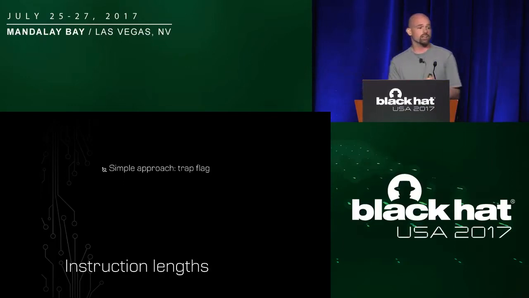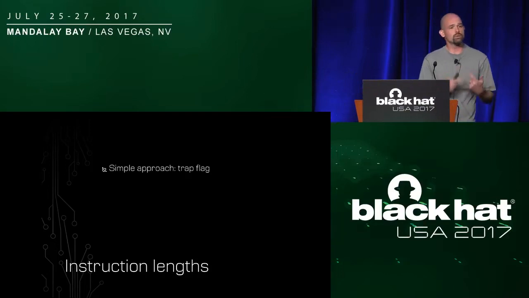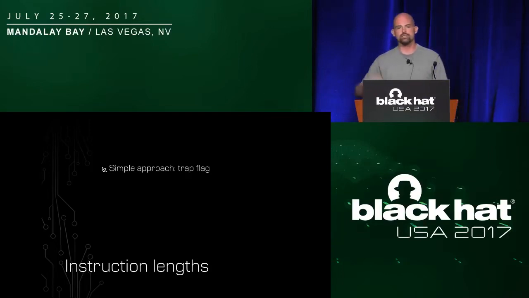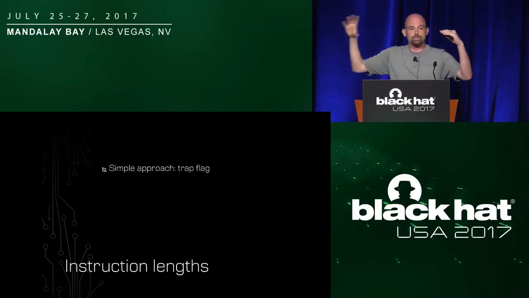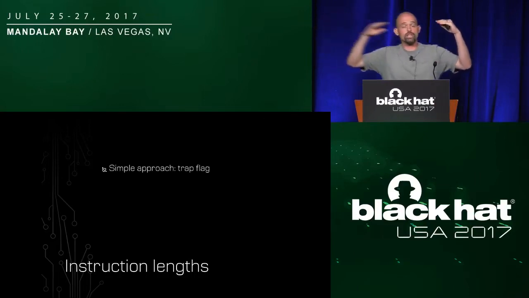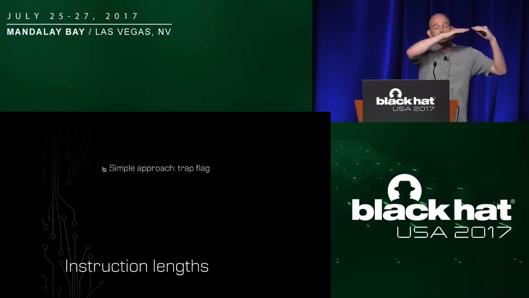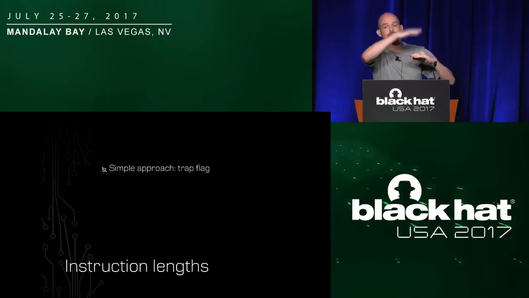An obvious approach, if you know x86 pretty well, might be to try to use the trap flag. The way the trap flag works in x86 is you set the trap flag, you execute an instruction, that instruction runs, and then a trap signal is generated, and your trap handler gets control. Now, what your trap handler could do is look at the new instruction pointer and compare that to the old instruction pointer. The difference between those two would be the length of your instruction.